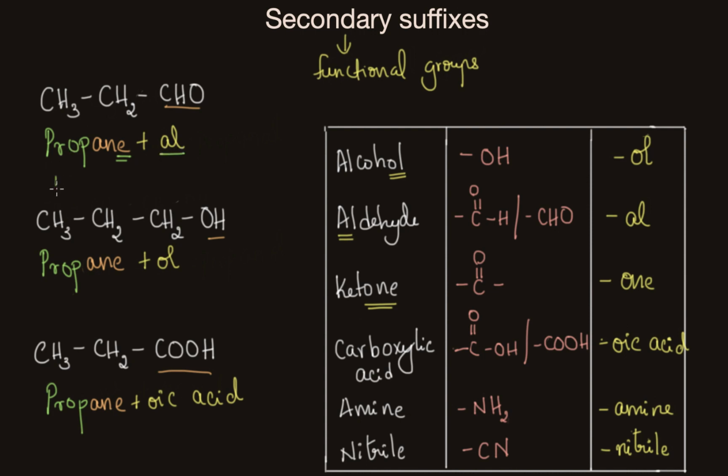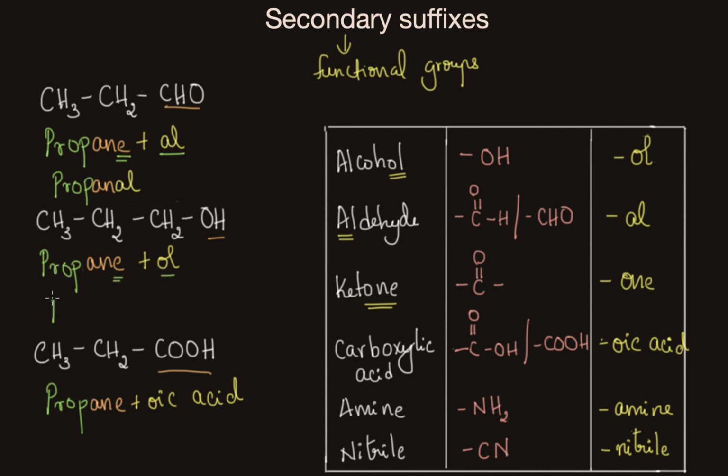So your compound now becomes propanal, like this. See? So the last letter E is replaced by al. So it becomes propanal. Now let's name the second compound. So here you can see this is propane plus ol. So what do you have to do? Last letter E, we have to replace it by ol.